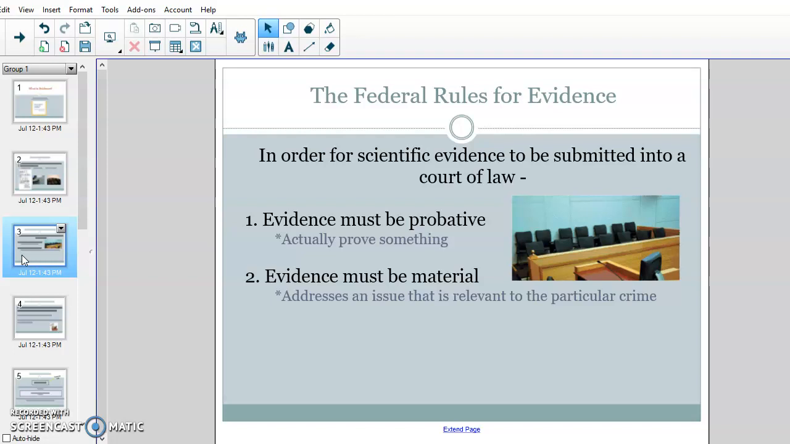In order for evidence to be submitted to court, it has to prove something in the case, and it has to be relevant. So those are the first two things they take a look at. If both of those things are true, then they go on to the next rule of thumb.